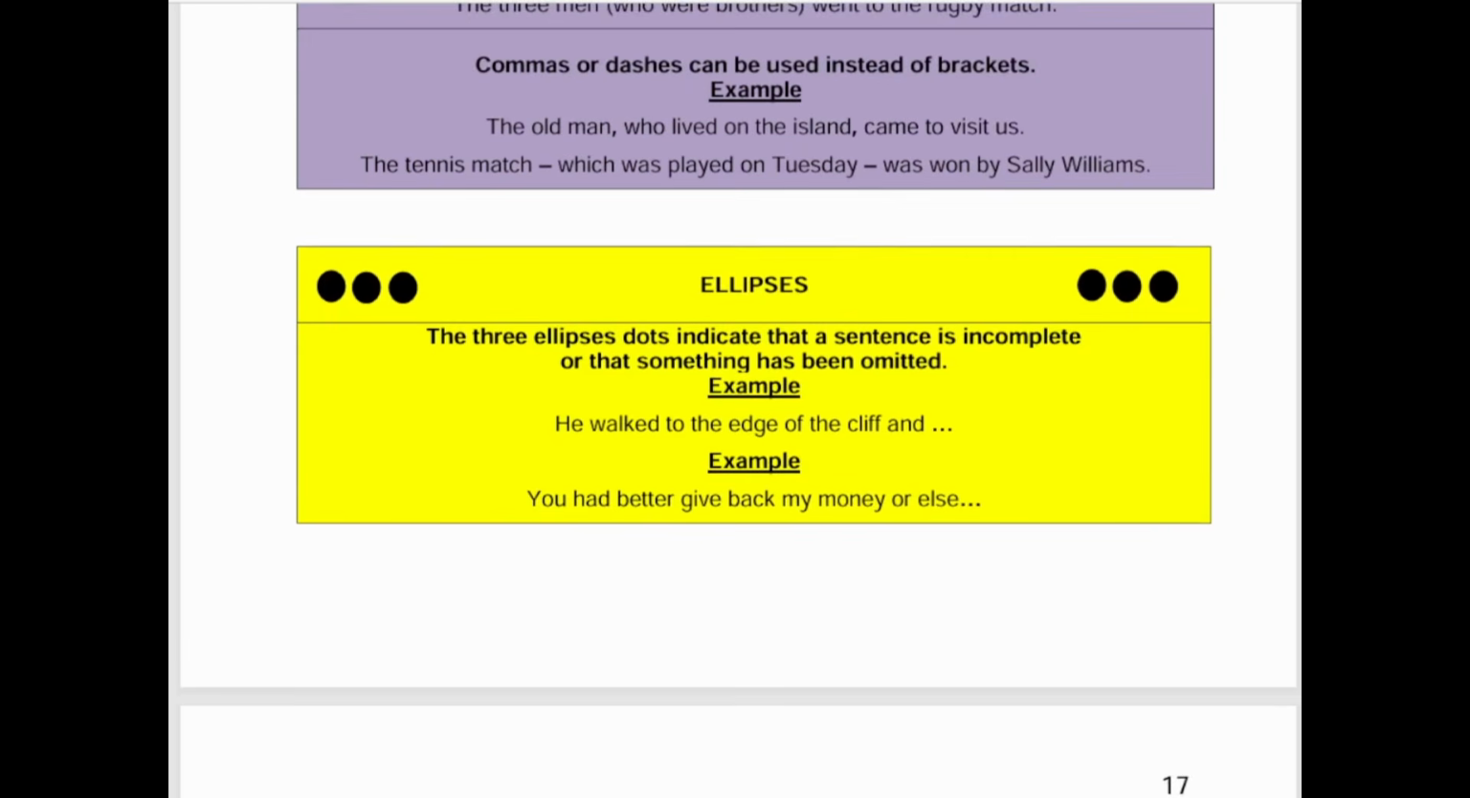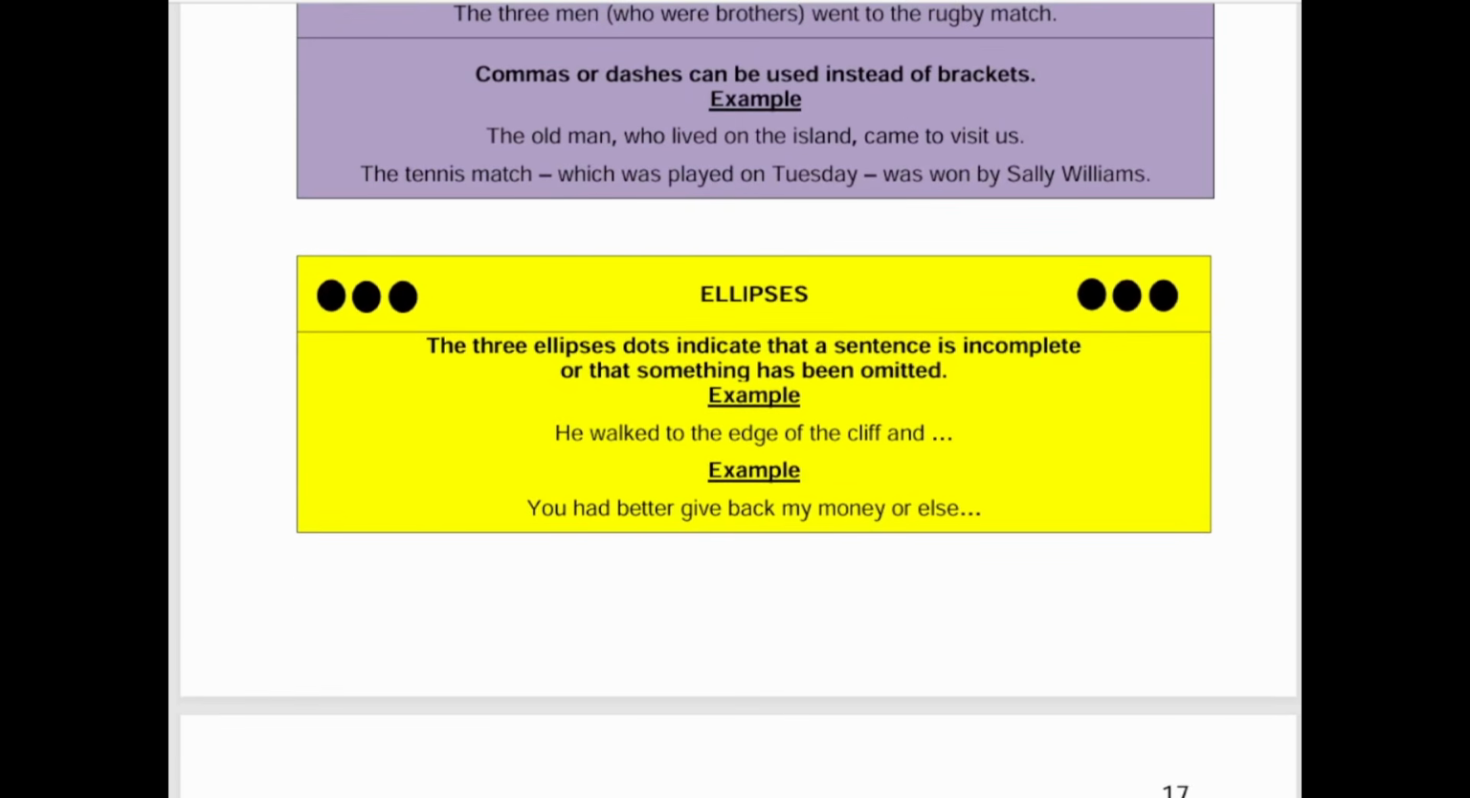Then another punctuation mark is ellipses. Ellipses are just three dots. The three ellipsis dots indicate that the sentence is incomplete, or that something has been omitted. So they just mean that the sentence is incomplete or something has been omitted.